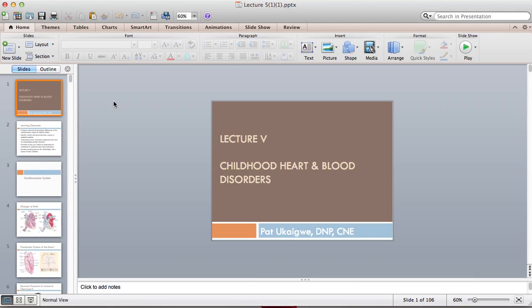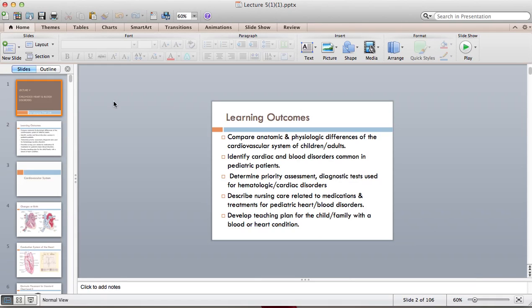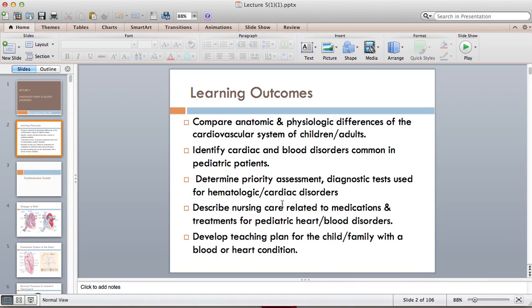In the heart or cardiovascular system of children and adults. As you know from your OB lectures, there were differences. There is a great difference between the fetal circulation and that of adult circulation, and that of circulation once the child is born.